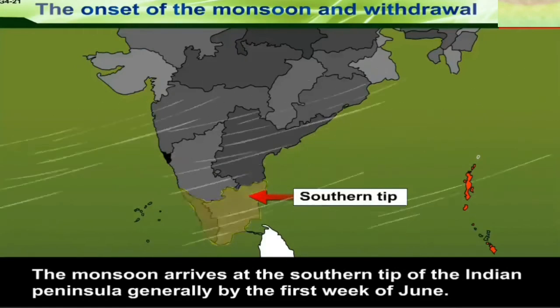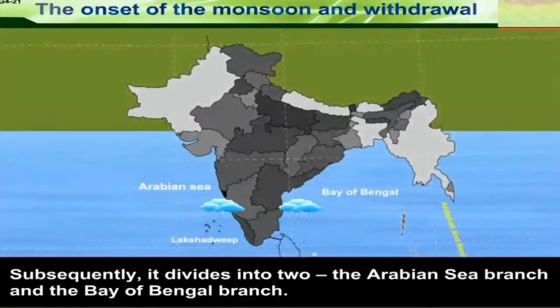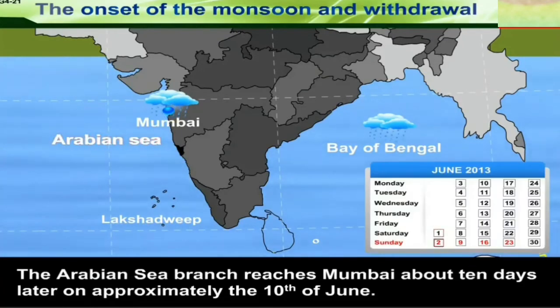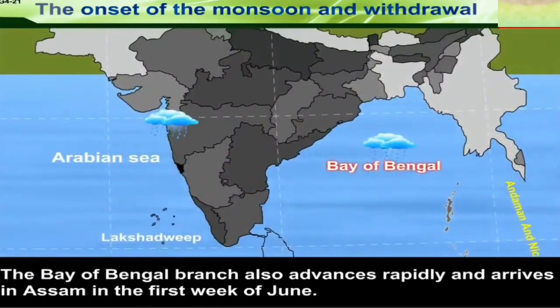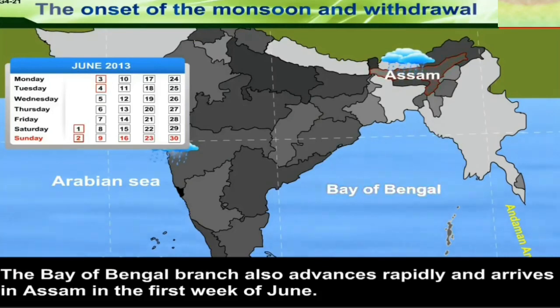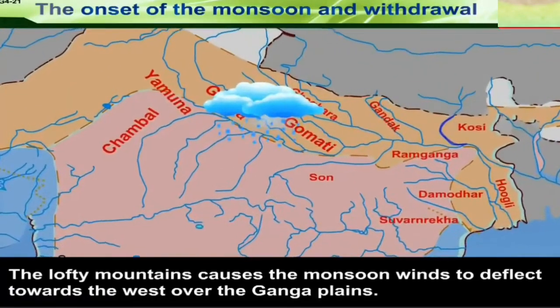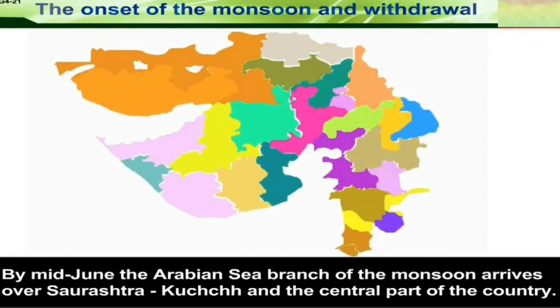The monsoon arrives at the southern tip of the Indian peninsula, generally by the first week of June. Subsequently, it divides into two, the Arabian Sea branch and the Bay of Bengal branch. The Arabian Sea branch reaches Mumbai about 10 days later on approximately the 10th of June. This is fairly a rapid advance. The Bay of Bengal branch also advances rapidly and arrives in Assam in the first week of June. The lofty mountains causes the monsoon winds to deflect towards the west over the Ganga plains. By mid-June, the Arabian Sea branch of the monsoon arrives over Saurashtra Kutch and the central part of the country.